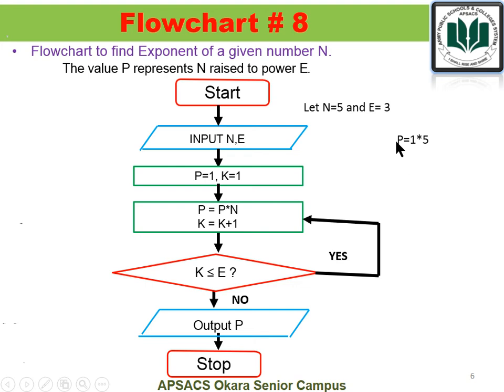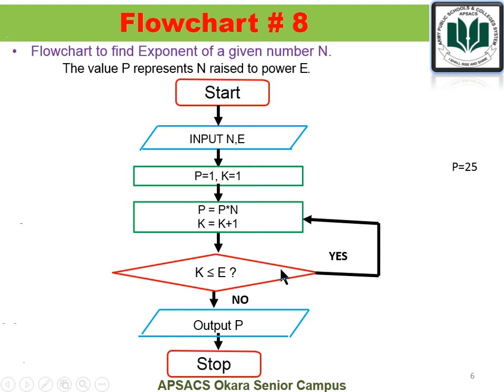So the first value of p will be p times n. p is equal to 1. 1 times 5 is equal to 5. For the next case, k will be incremented by 1. So the next value of k is 2, and is k less than or equal to e? Yes, then we will follow the same path as well. So now p multiplied by n, which is 5 multiplied by 5, will become 25. So again k will be incremented. Now the value of k will become 3.